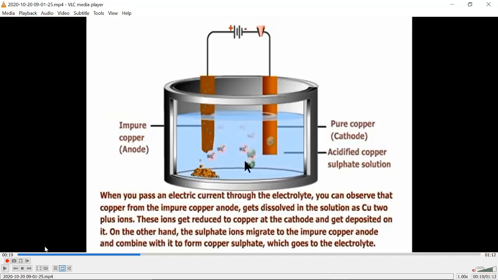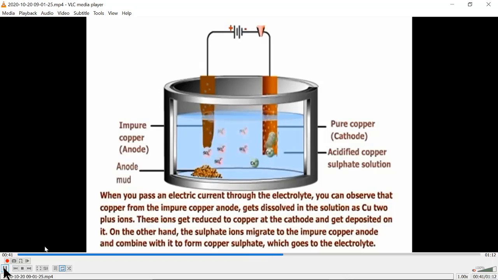Sulfate ions will go to the anode, but they will not get discharged. Why? Because of the active anode. This copper will not let sulfate ions discharge on it, rather it will break down to form ions. So you see this anode is finishing and some impurities are there, which is known as anode mud. Okay, anode mud is the impurities from impure copper.